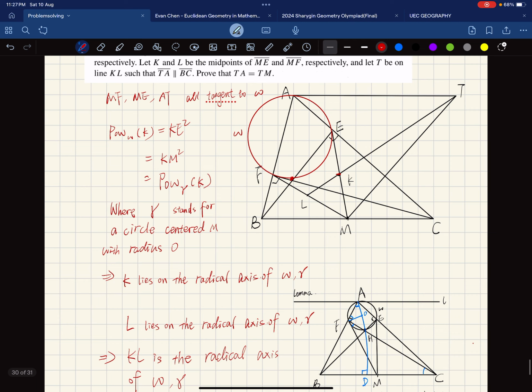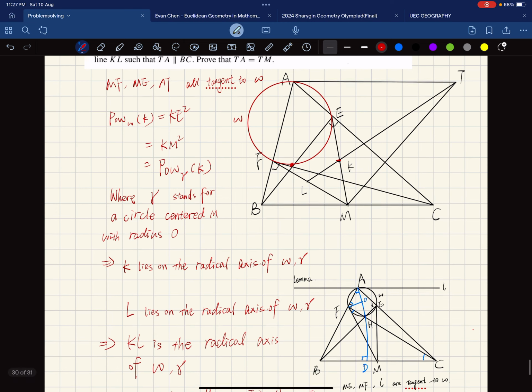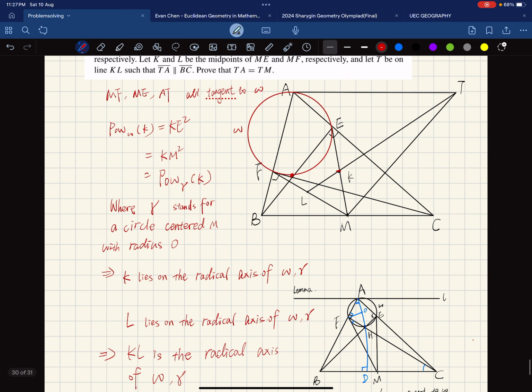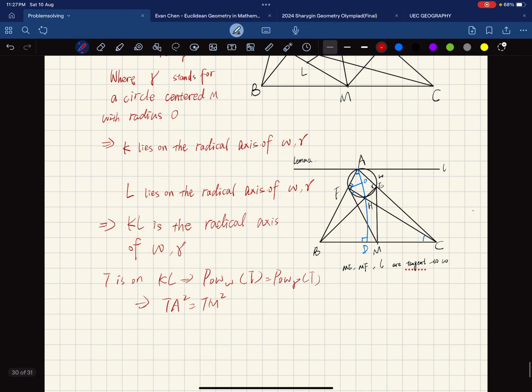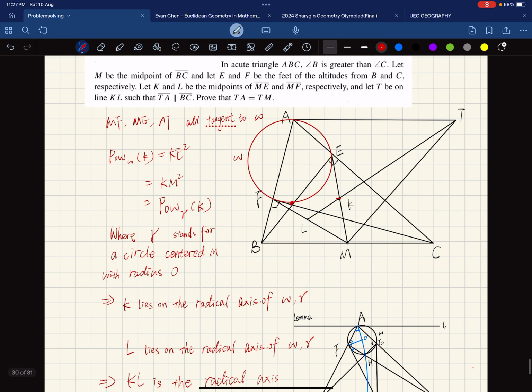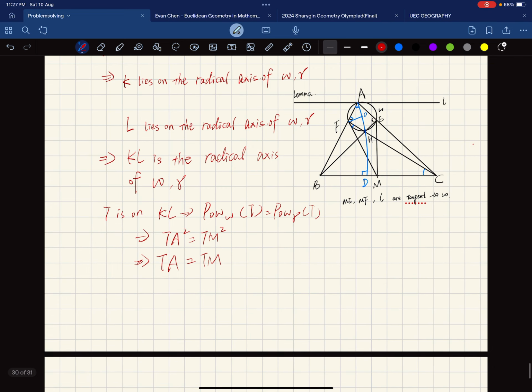Why is TA squared the power of T to omega? That is because we have proved it before. TA is tangent to omega. So TA squared is the power of T to omega, right? And then we have TA equals TM. So we have proved this problem, right?